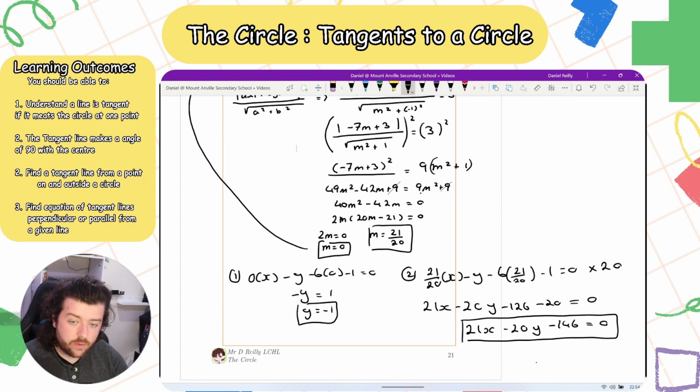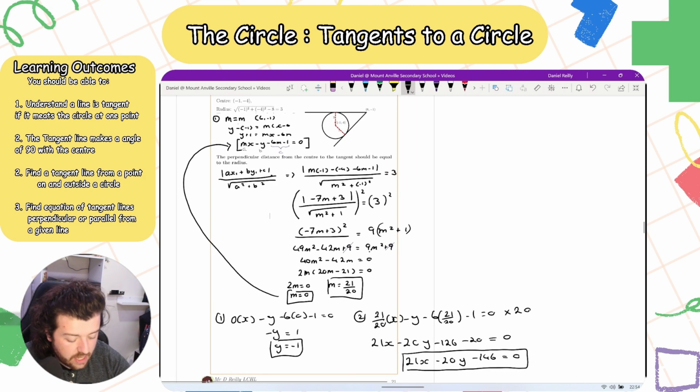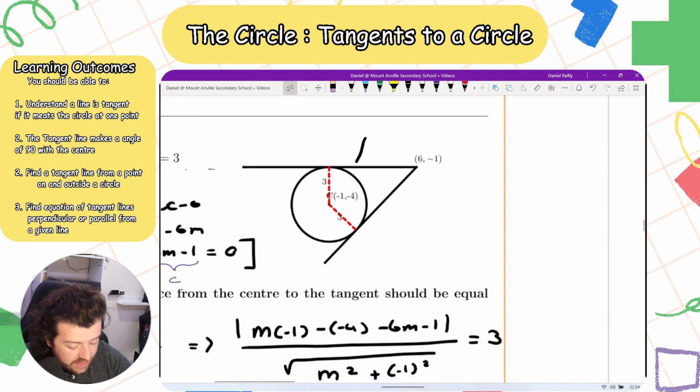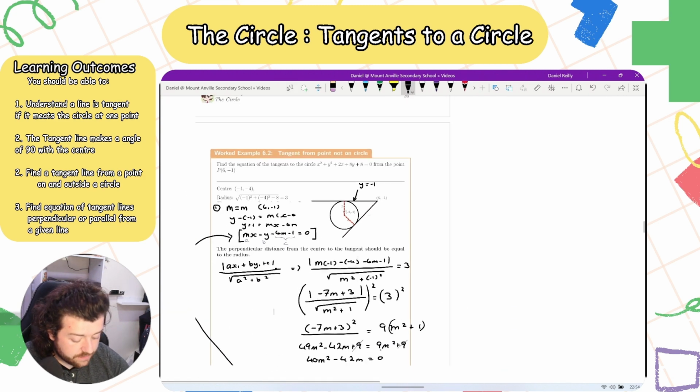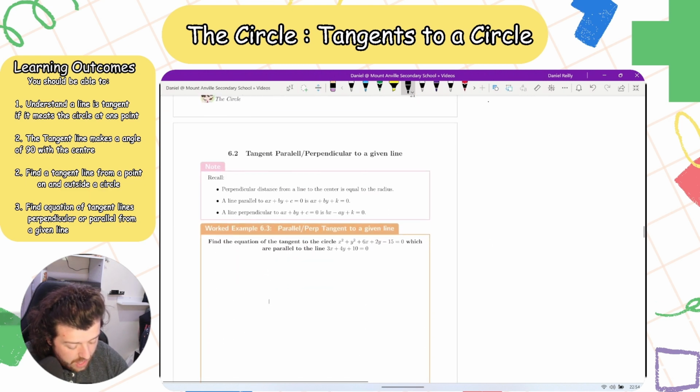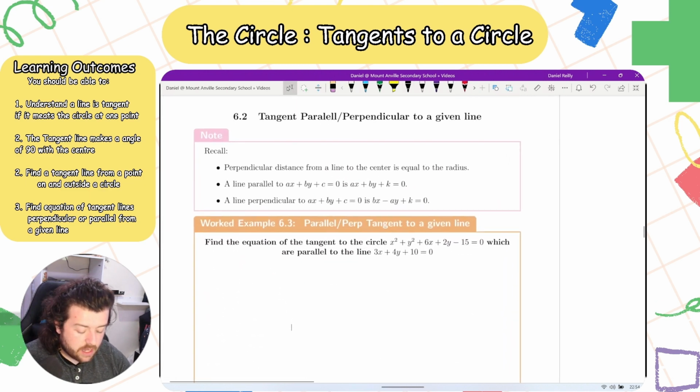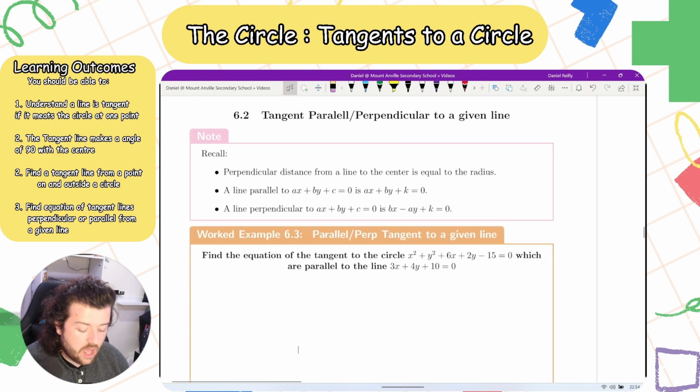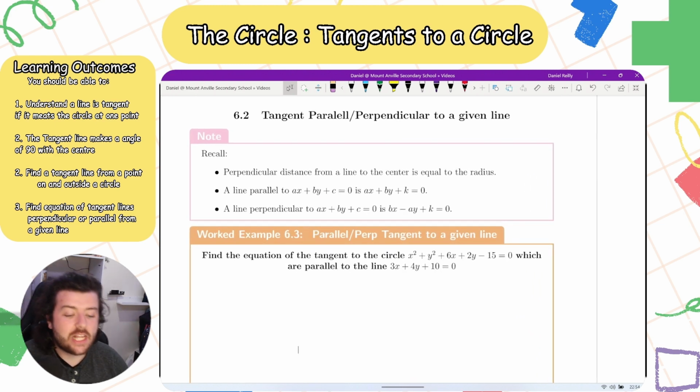And there's my two possible equations of the tangents. So looking here, I'm guessing this is the one that's y is equal to minus 1 because it's perfectly horizontal. Right. Then finally, the last possible question we could be asked is, we could be asked to find a tangent line that is parallel or perpendicular to a given line.